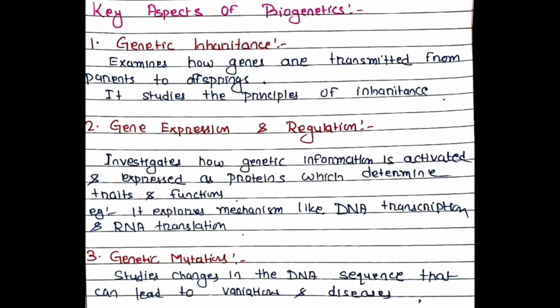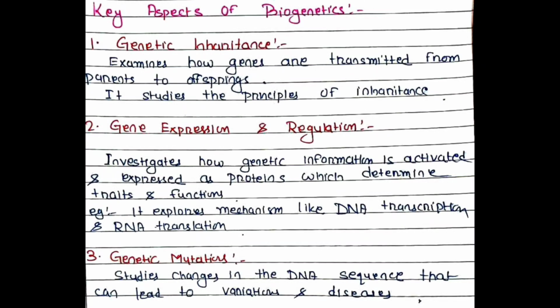Then the gene expression and regulation. It investigates how the genetic information is activated and expressed as proteins which determine the traits and functions. Simply, it deals with the mechanism through which the genetic information is transmitted to the offsprings, and it explores mechanisms like DNA transcription and RNA translation. These are the mechanisms of gene expression.